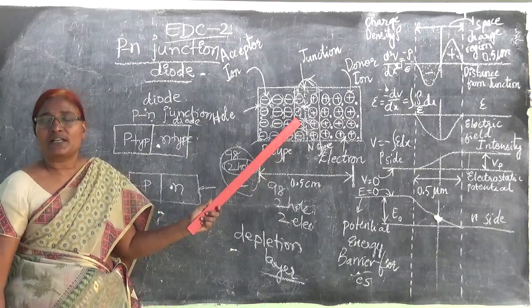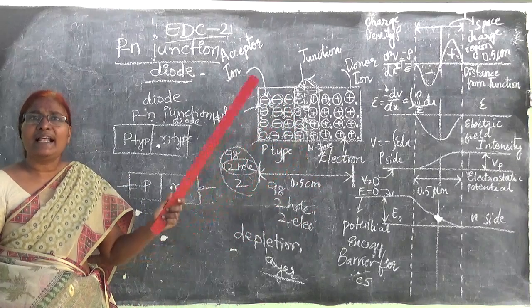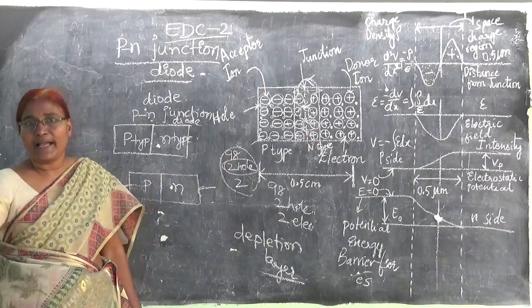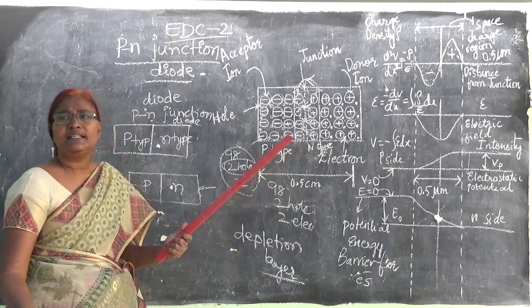In the open circuit mode. This is a very important topic in your electronic subject. So now what happens? So what is the width of the depletion layer?